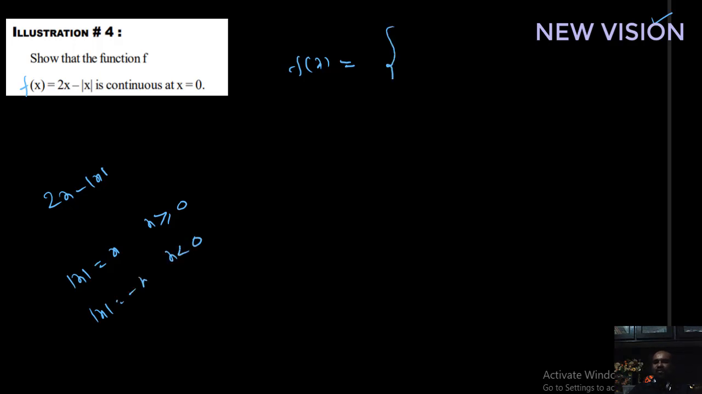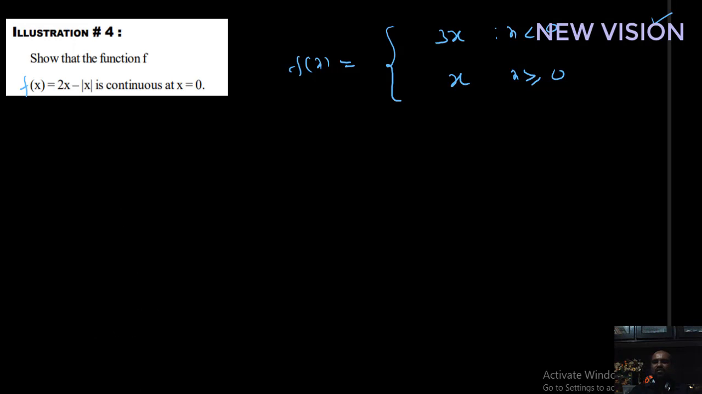That's why I want to divide it into two pieces: one is x less than 0 and the other is x greater than or equal to 0. For x less than 0, instead of mod x I can write minus x, so 2x minus of minus x, what I will get is 3x. For x greater than or equal to 0, mod x means x only, so 2x minus x is x. Now the function becomes this. So f of x equals 3x for x less than 0, and x for x greater than or equal to 0.